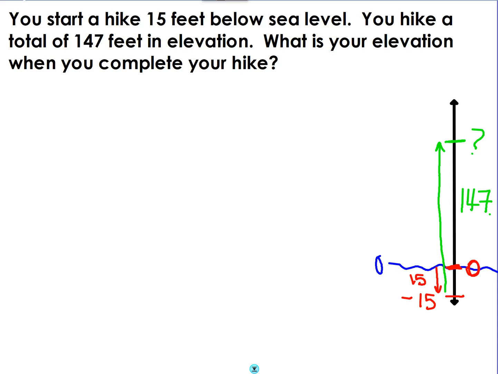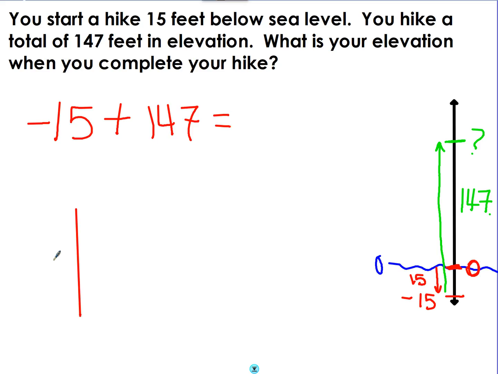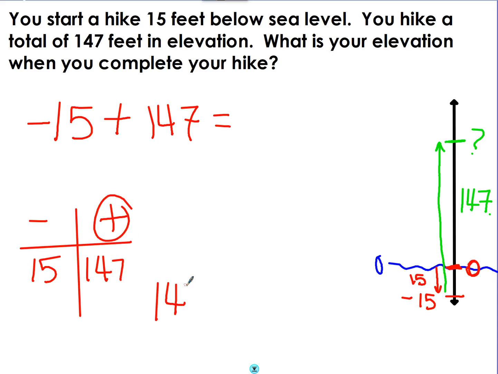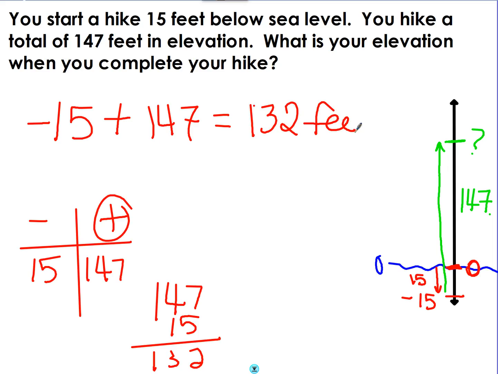What I mean by that is, in this problem, I went down 15 feet, and then I went up a positive 147 feet. So how do I solve this problem? There's 15 feet on the negative team. There's 147 on the positive team. So we know our answer will be positive by how many? I would do 147 minus 15 because the positive team is winning by 132 points. So that would be 132 feet above sea level.